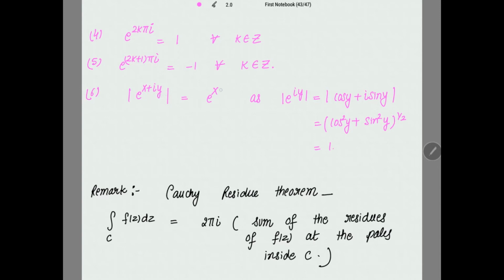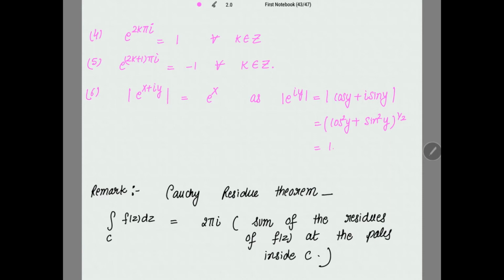The sixth one is mod of e to the power x plus iota y. This is equal to e to the power x. Why? Because if you take the mod of e to the power iota y, then using Euler's formula it is cos y plus iota sine y, the mod of this, which is the square root of cos square y plus sine square y, which is equal to 1. So we are left with e to the power x.